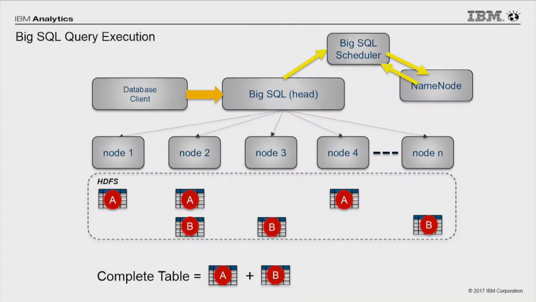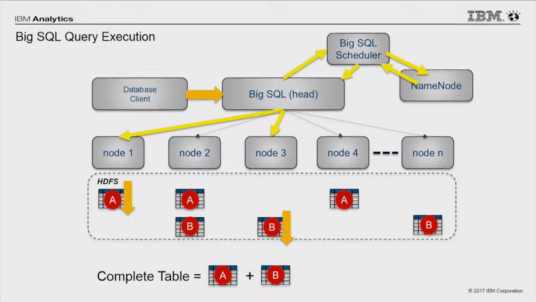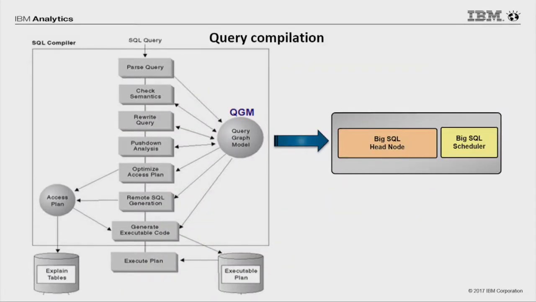And then the Big SQL scheduler will figure out where the data is. It will talk to the name node. It will talk to Hive. It will apply filters. It may do partition elimination. We want to eliminate as much of the data that we need to read as possible. And then it feeds that information back to the Big SQL head node, and then the Big SQL head node creates a distributed query execution plan. And in this particular case, we're supposed to go to nodes 1 and 3 for that data. Then the work gets pushed to those nodes, and then the results come back.